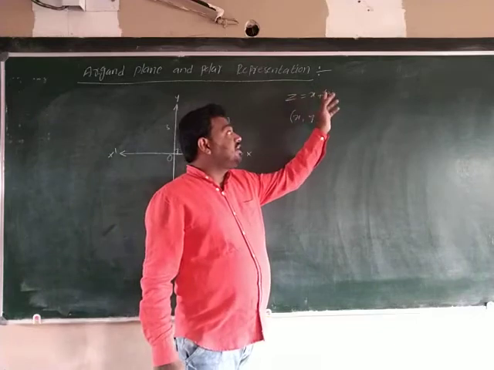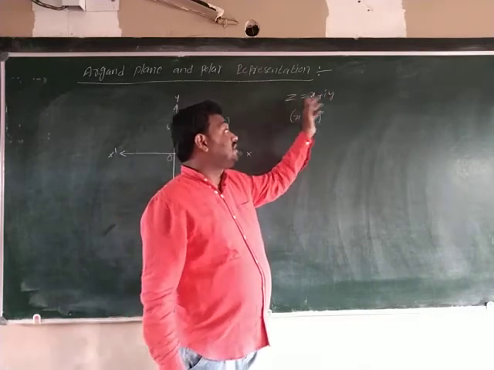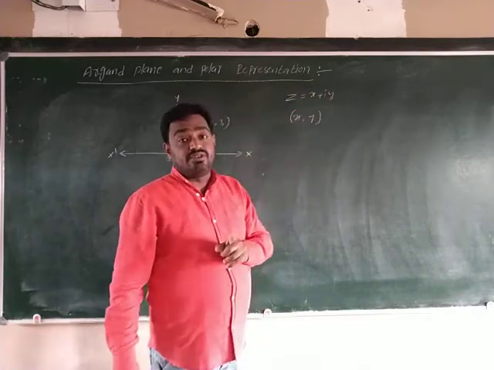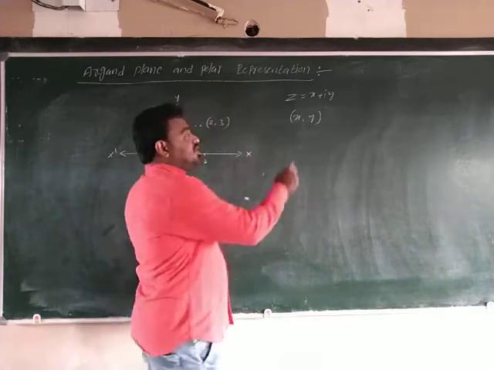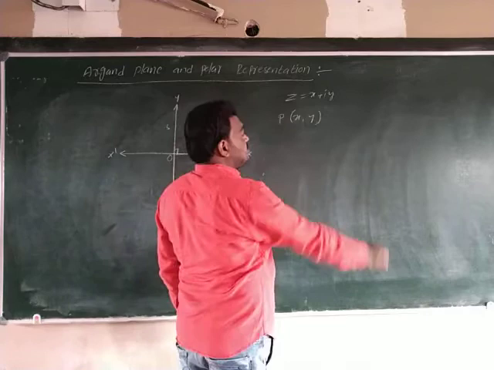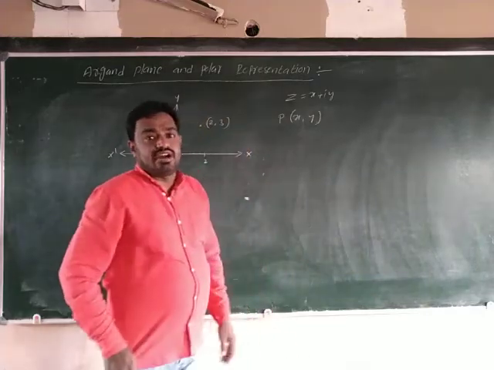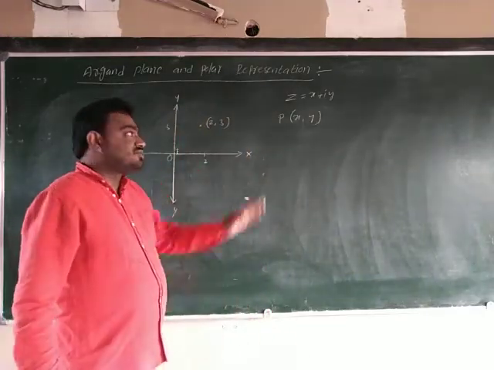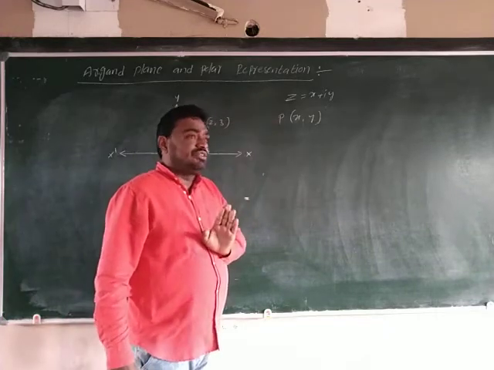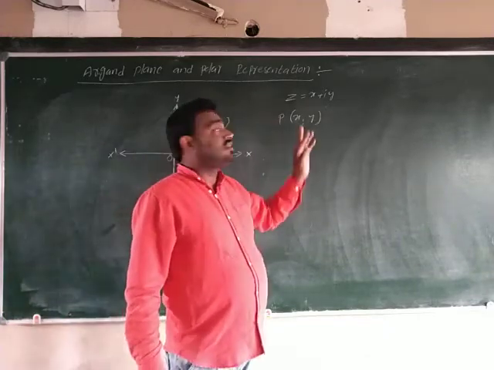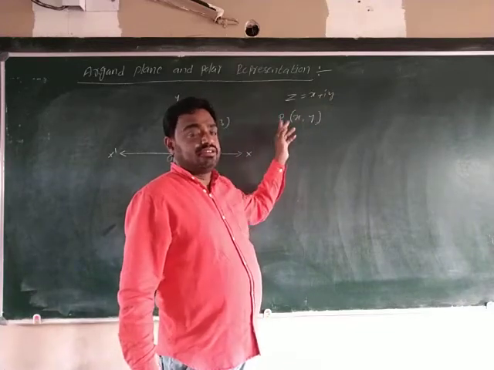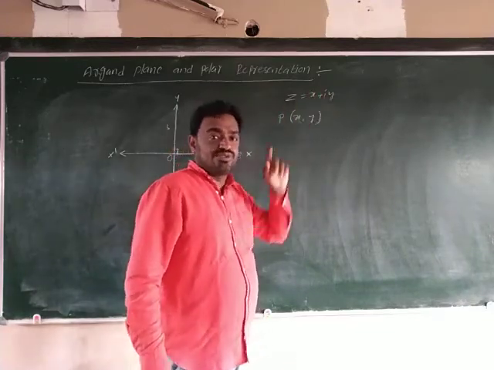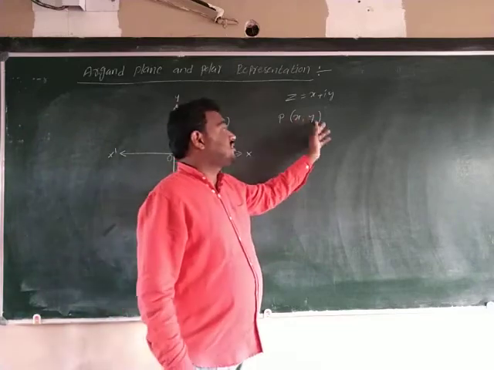Corresponding to every complex number, there is a point in the form (x, y). So remember this: every complex number expressed as x + iy is associated with a point (x, y).